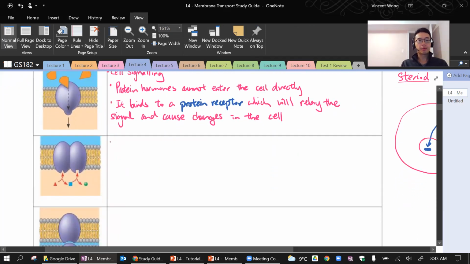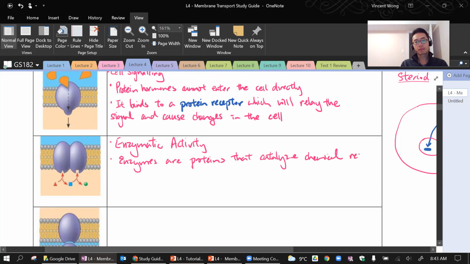Okay, another example is enzymatic activity. We know enzymes are proteins that catalyze chemical reactions. Many reactions in the body require multiple enzymes.